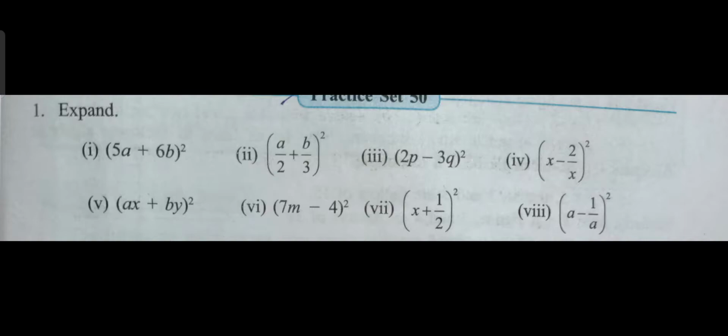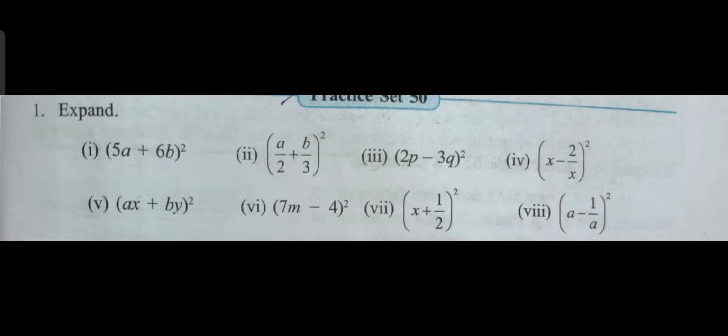Next question, that is expand. Expand, in that students you are supposed to use the formulas. Which formulas you will use? A plus b square and a minus b square. Now formula of a plus b square is equal to a square plus 2ab plus b square, and formula of a minus b square is a square minus 2ab plus b square, right? So students, with the help of those formulas you are supposed to solve these sums.